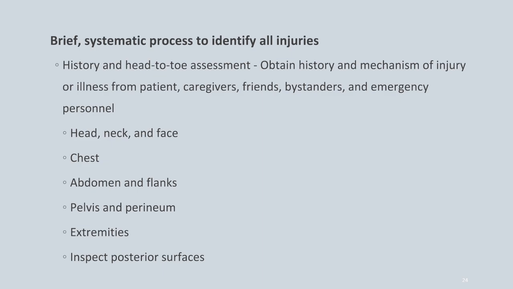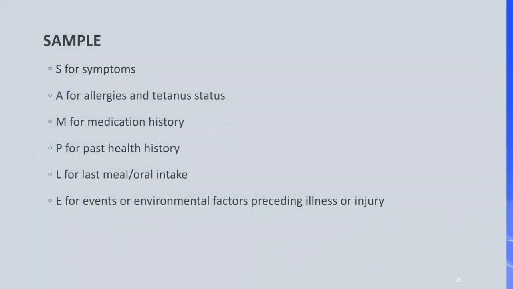And at the same time, we're going to be doing a head-to-toe assessment, starting with the head, the neck, the face, moving to the chest, the abdomen and the flanks, pelvis, the extremities, and then roll them, which would be a log roll, and inspect the posterior surfaces.